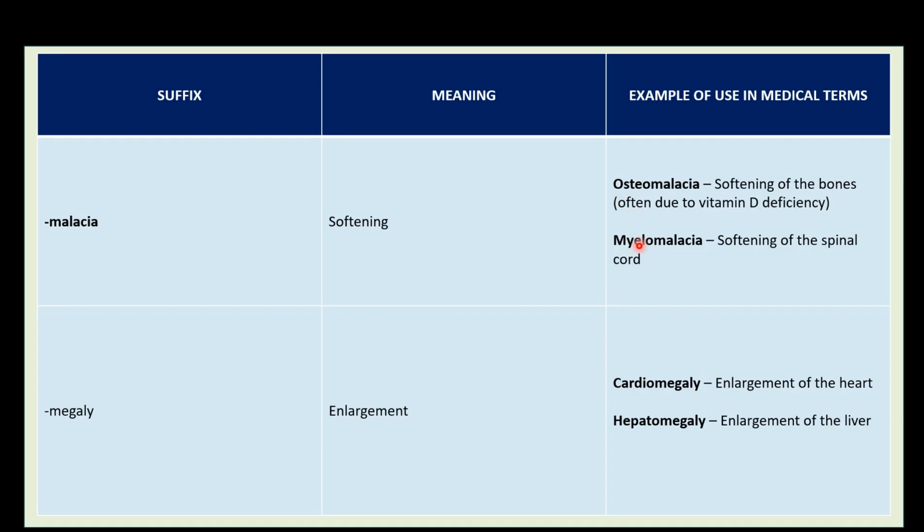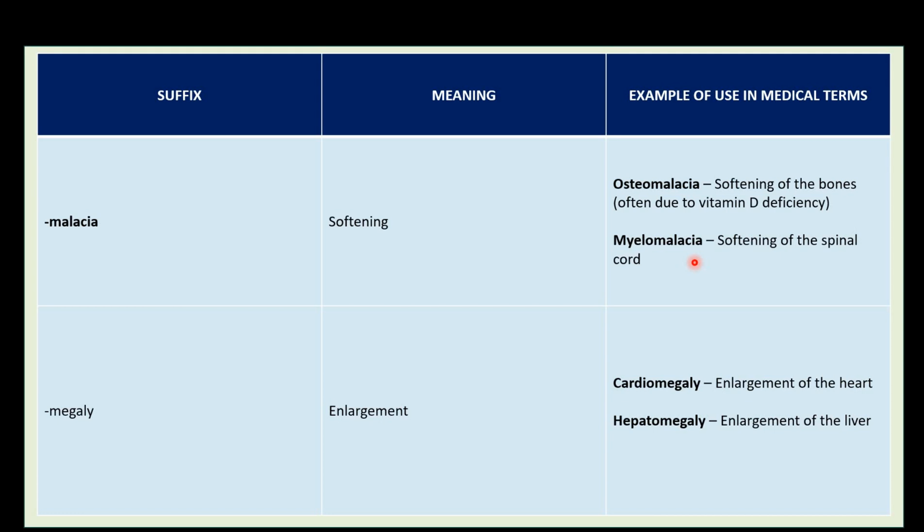In a similar way, we have myelomalacia, which means softening of the spinal cord. In the above example, we were talking about the softening of the bones, and in this example, we are talking about the softening of the spinal cord. But what is the common thing between these two examples? The common thing is softening. So whenever we are talking about softening, we will use the suffix malacia, M-A-L-A-C-I-A. And that's how these two terms, osteomalacia and myelomalacia, are constructed.